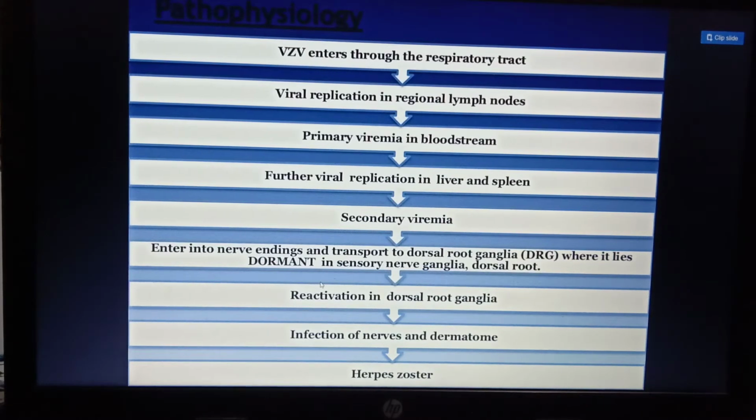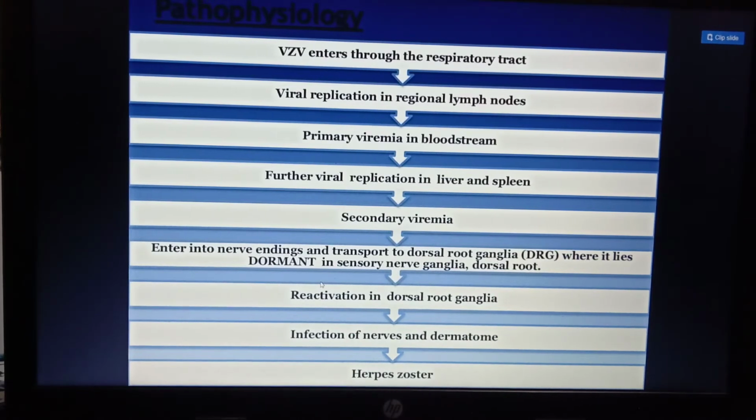In the diagrammatic presentation I will also show you. First the virus enters through the respiratory tract, and from the respiratory tract, after viral multiplication, it is transmitted to the lymph nodes and also the bloodstream, and then to the liver and the spleen. And what is secondary viremia, that is, recurrent viremia? In the secondary viremia, it goes to our nerve endings.